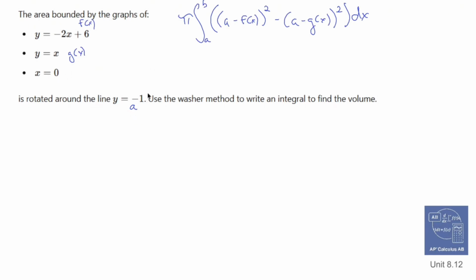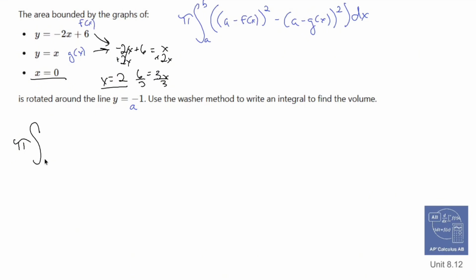What I don't have are my limits of integration, so let's find them by setting these two equal to each other. So negative 2x plus 6 equals x. Add 2x to both sides. 6 equals 3x means I divide by 3, x equals 2, and I'm already told that x equals 0. All right, so let's set this up.